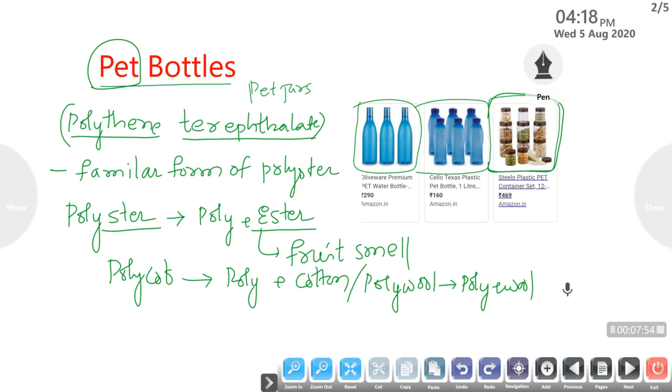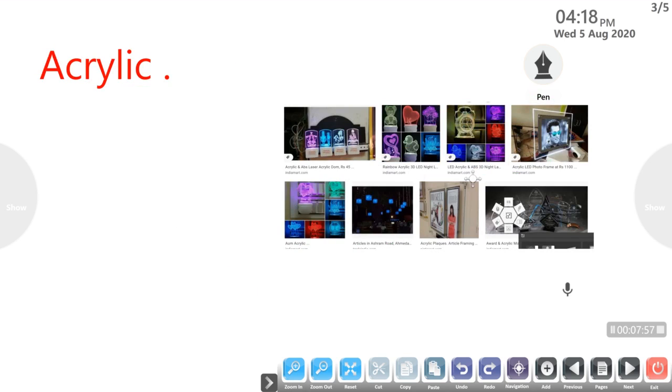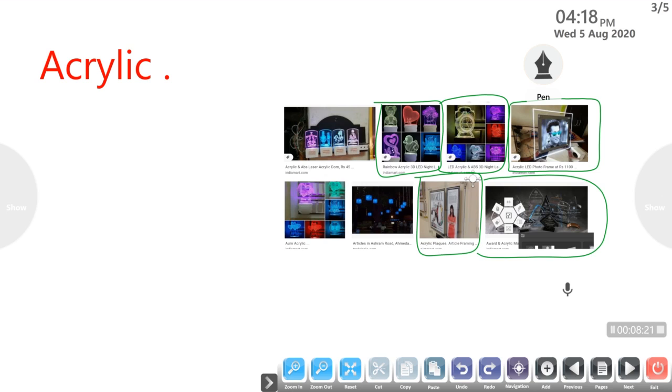Okay, so now we will move towards the next thing, that is acrylic. So I think you got the idea regarding these images. Here just focus, we use some decorative items in our home, and we have photo frames, different photo frames, and some awards which are made up of acrylic. So these are all acrylic items we are using in our daily life. Some gods frames and some beautiful designing objects are all made of acrylic.